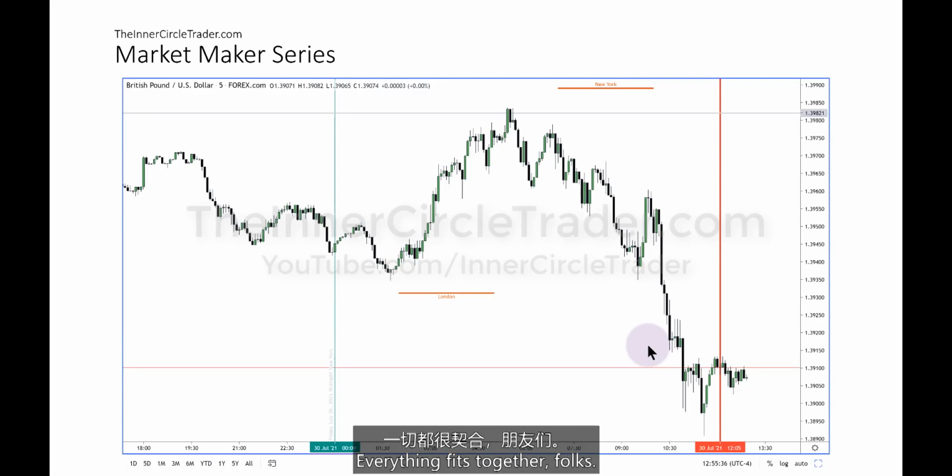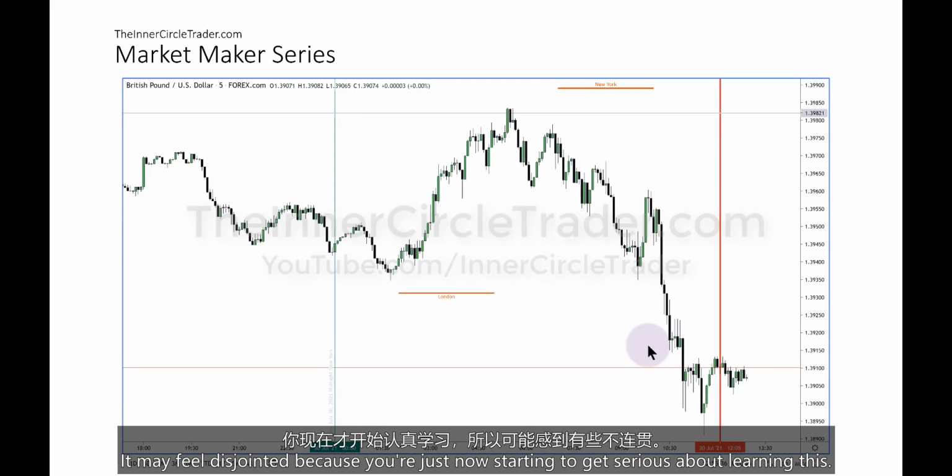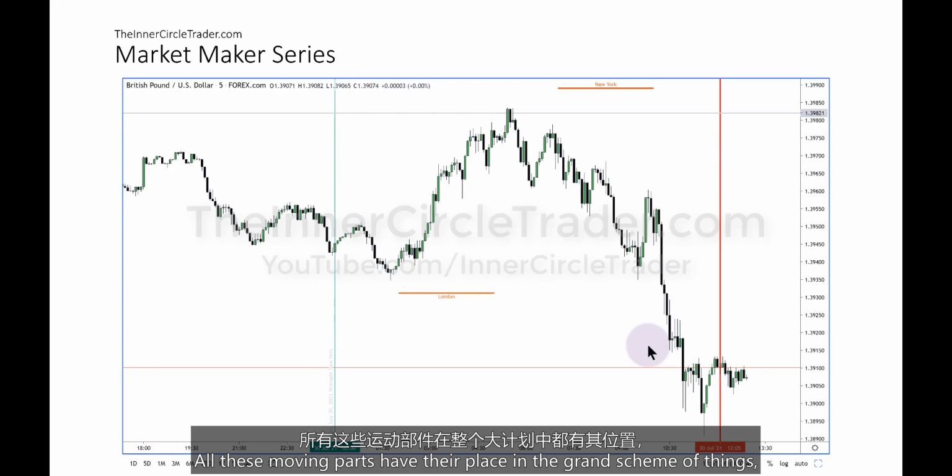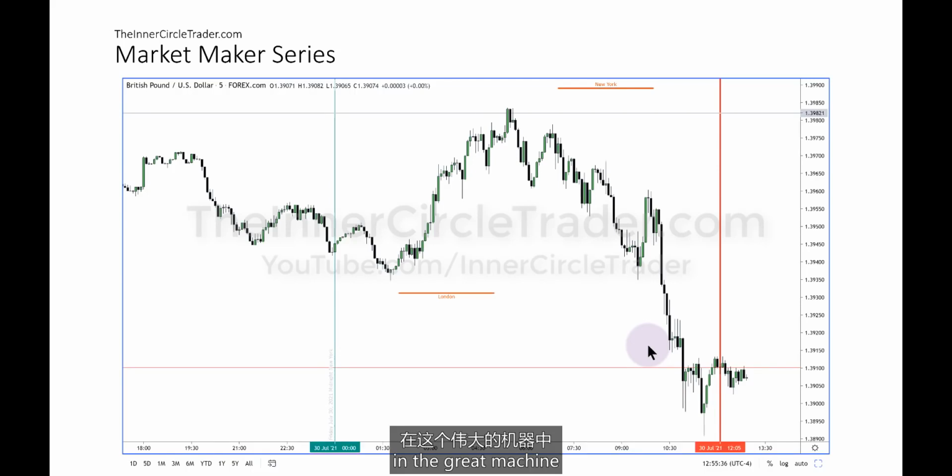Everything fits together, folks. It may not feel like it right now. It may feel disjointed because you're just now starting to get serious about learning this. All these moving parts have their place in the grand scheme of things, in the great machine that is the algorithm. All these little pieces and components fit together. And once you understand it, it gives you clarity that is unrivaled.